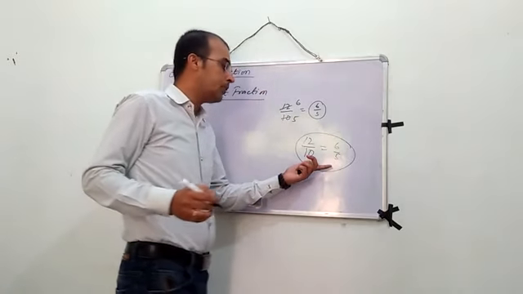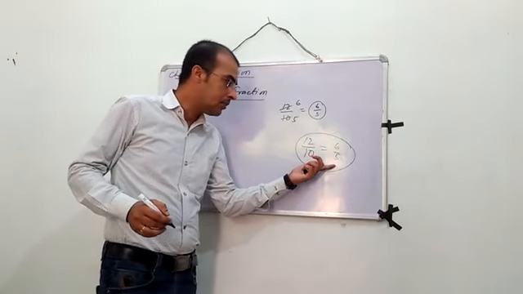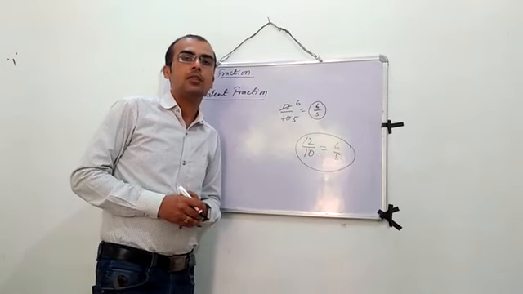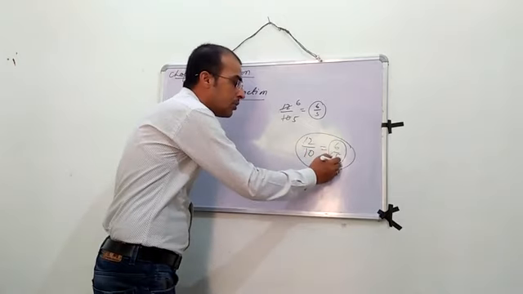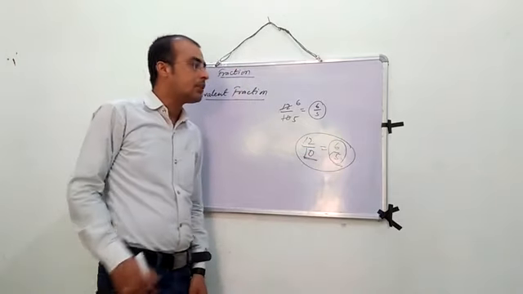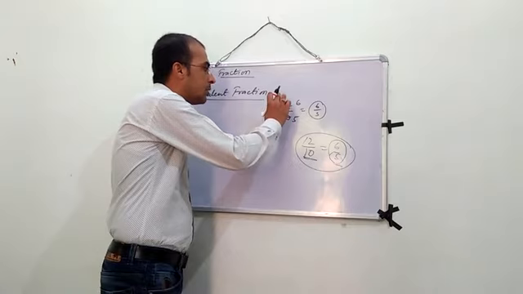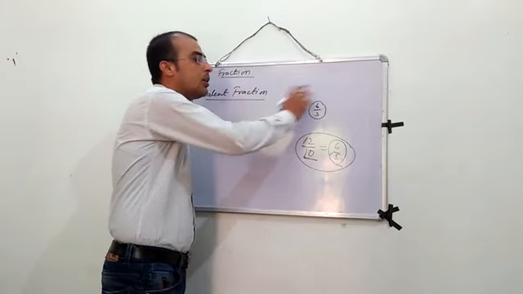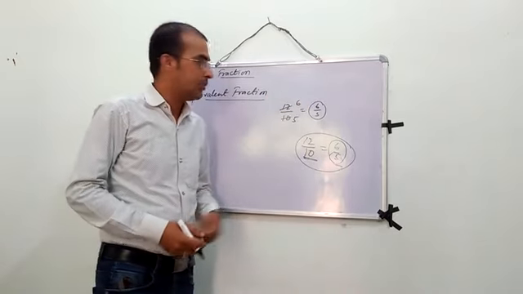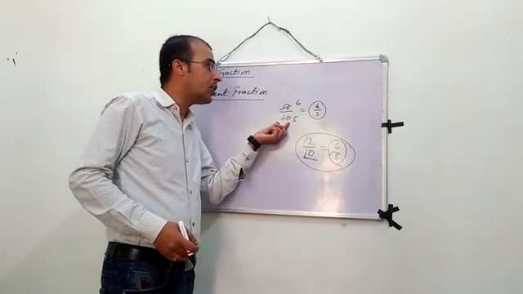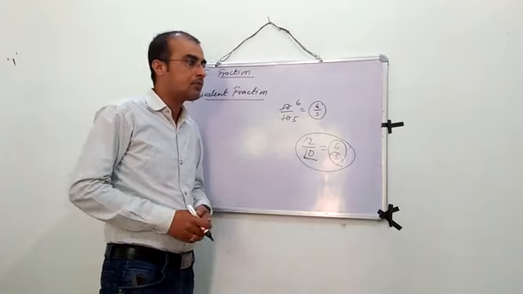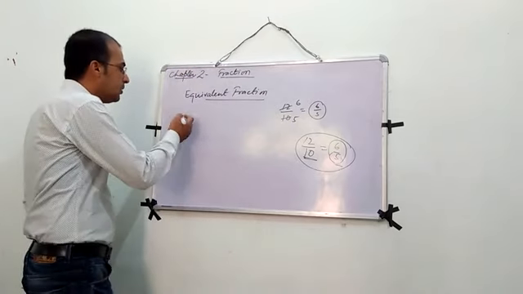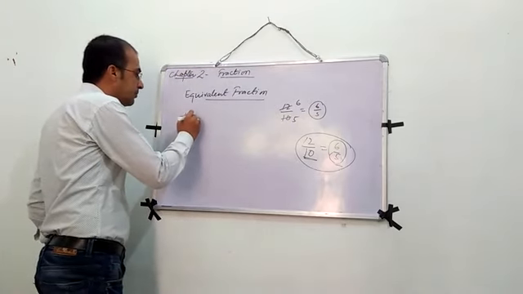If you get this condition, this is the lowest term. If the lowest terms are equal, then you can say that this and this both are equivalent. It means 6 by 5 is the equivalent of 12 by 10. Is it clear? Next, like fractions.